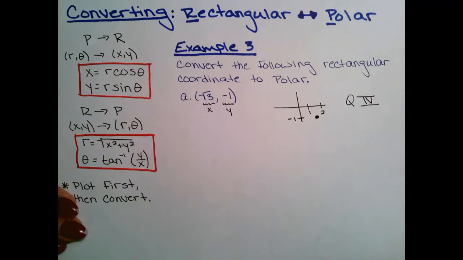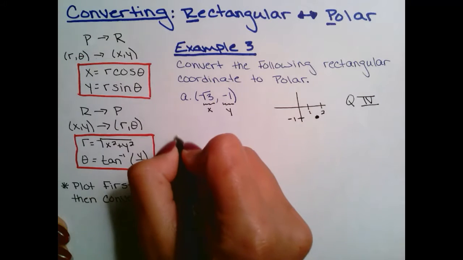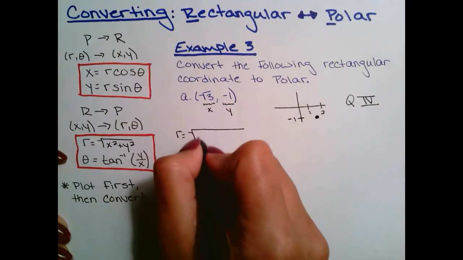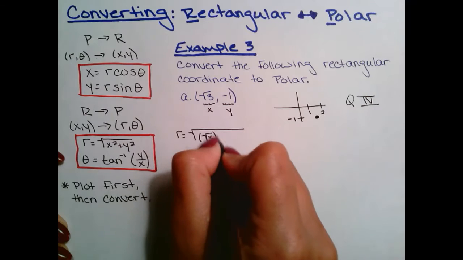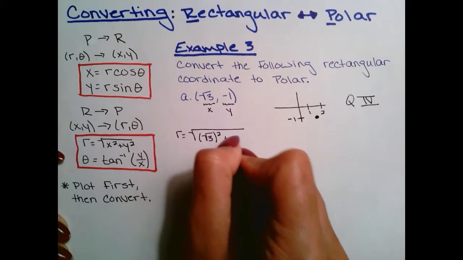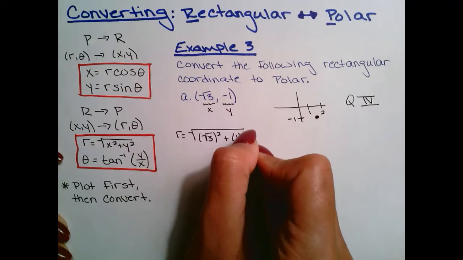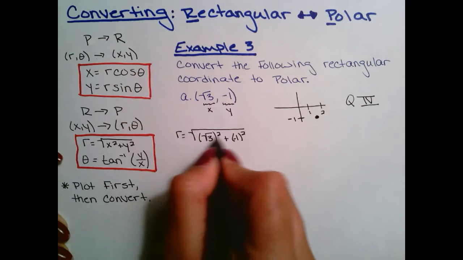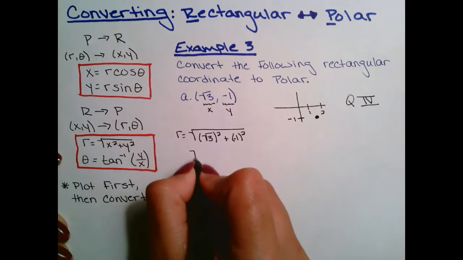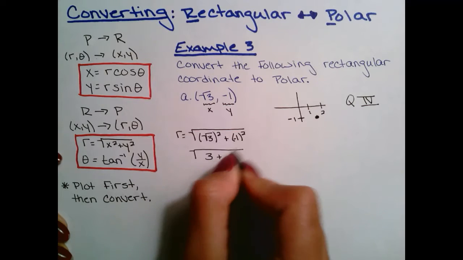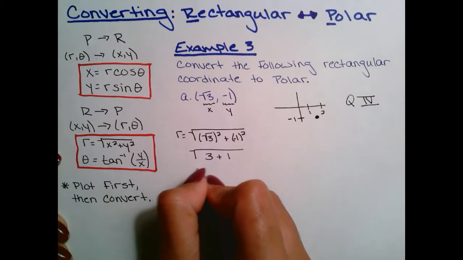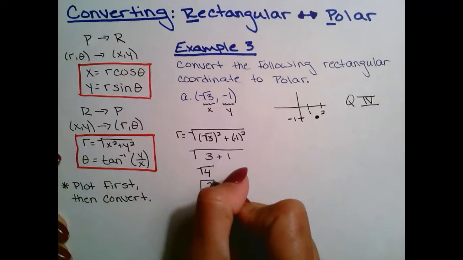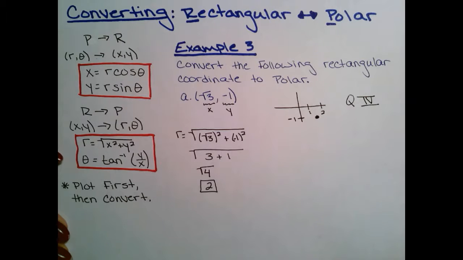All right, so now let's find my r. R is going to be the square root of my x value squared. So I have square root of 3 squared plus my y value, which is negative 1 squared. So a square and a square root cancel out. So here I'm left with just a 3 plus a negative 1 squared, which is positive 1. So I have square root of 4, which gives me 2. My r is 2. Okay?